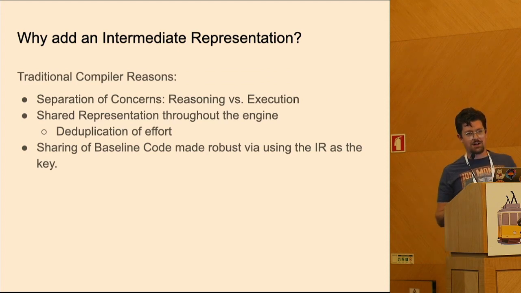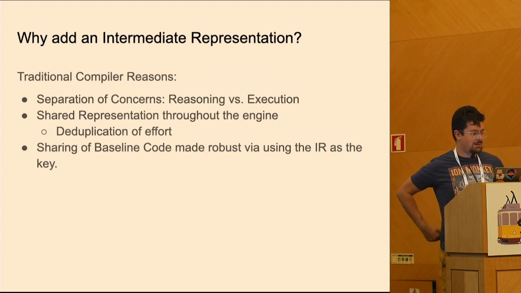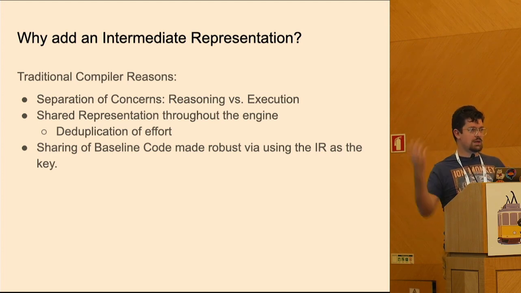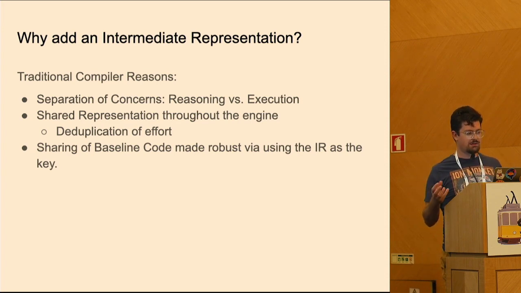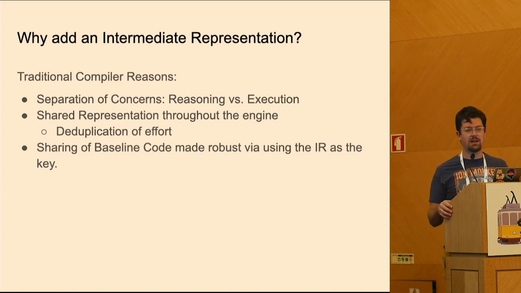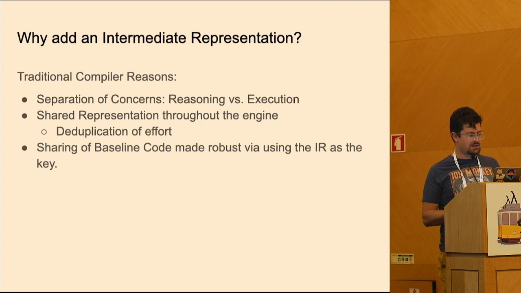Really, though, it's a lot of the traditional reasons why you add an intermediate representation. It's separation of concerns, separating the ability to reason about your inline caches from how they're actually implemented and executed. The other advantage is that it provides a shared representation throughout the engine. This deduplicates effort. It replaces a system where we could get into situations where we would have inline caches that worked only for our baseline compiler and not for our top-tier compiler. And I already mentioned the baseline code sharing, made robust by using the inline cache representation as the key.